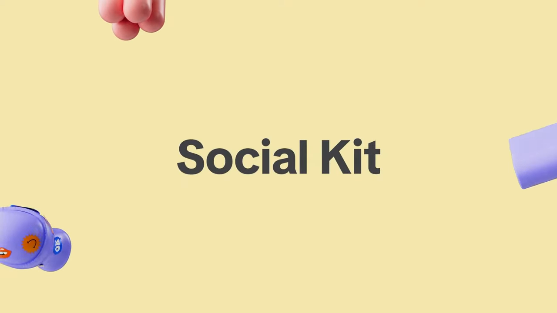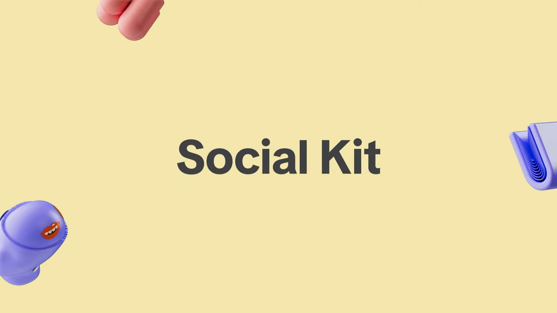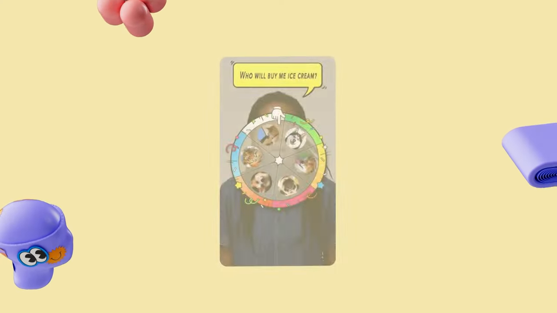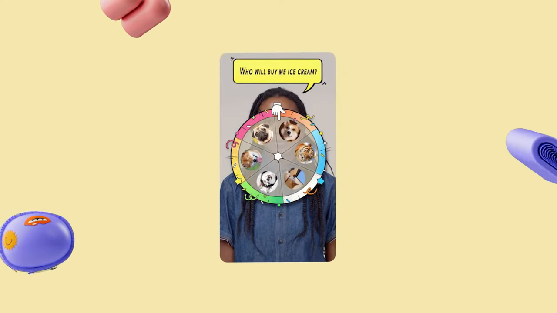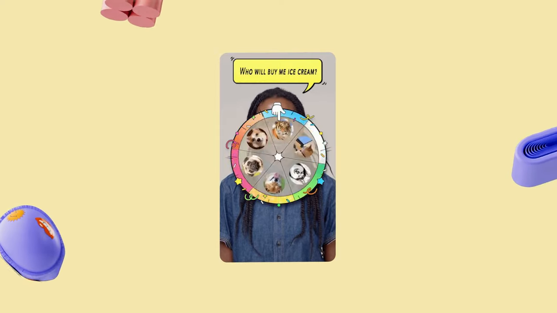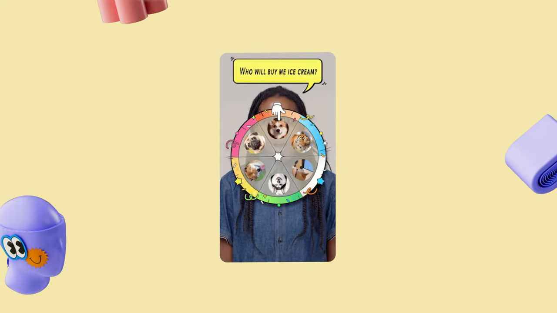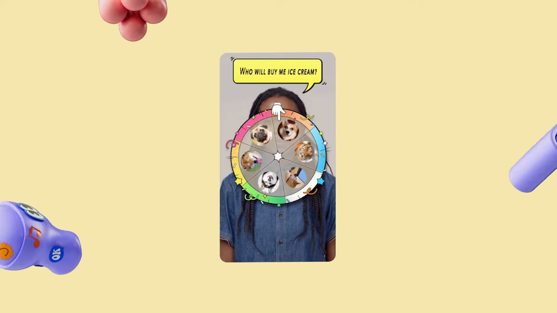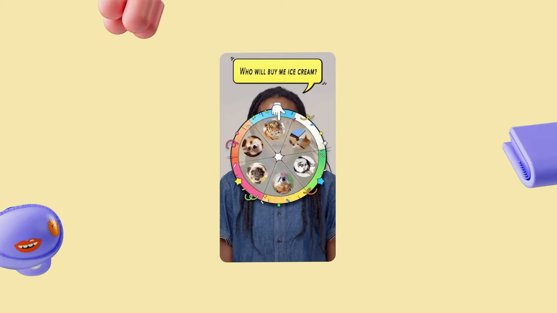Social Kit is another feature that empowers creators to engage their friends and fans in telling compelling stories. This is our first feature in Effect House that dynamically puts the user's friend information into your effect, which means your effect will be different for each person who might use it. It is a great way for creators to engage their friends and fans to tell compelling stories. What are some of the other tools that we've launched this year?